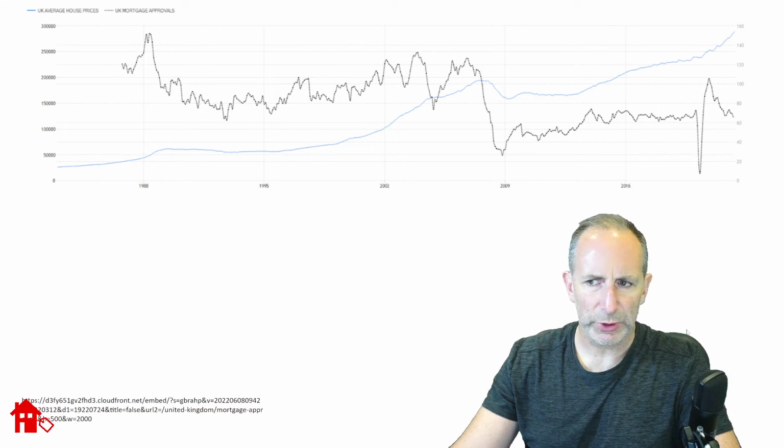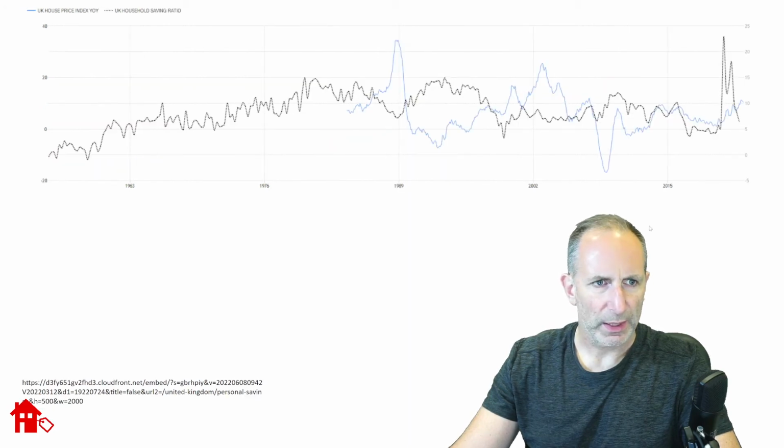Now, this is mortgage approvals, and again, it's just bounced all over the place. And I expect it'll just find its level here, and then we're fine. And here we have the long-term house price gain, just for reference. And this one I find quite interesting.